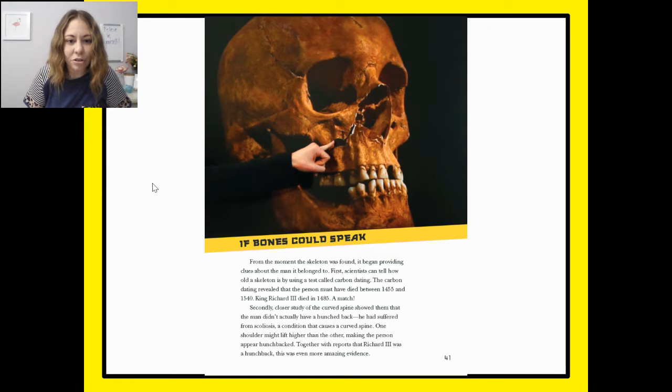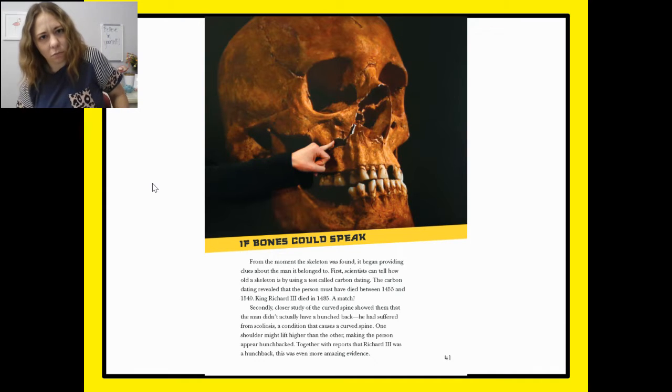Secondly, closer study of the curved spine showed that the man didn't actually have a hunched back. He had suffered from scoliosis, a condition that causes a curved spine. One shoulder might lift higher than the other, making the person appear hunchbacked. Together with reports that King Richard III was a hunchback, this was even more amazing evidence. So think about that hunchback. One shoulder might have been higher than the other, so he would walk around like this.